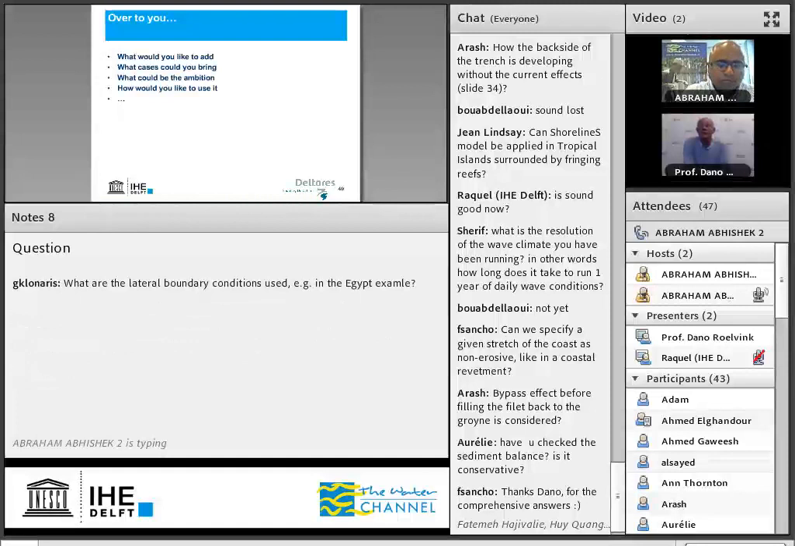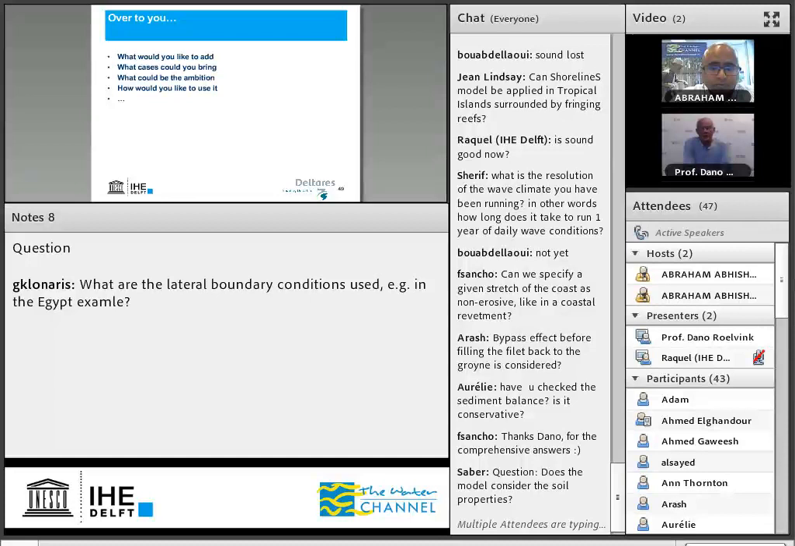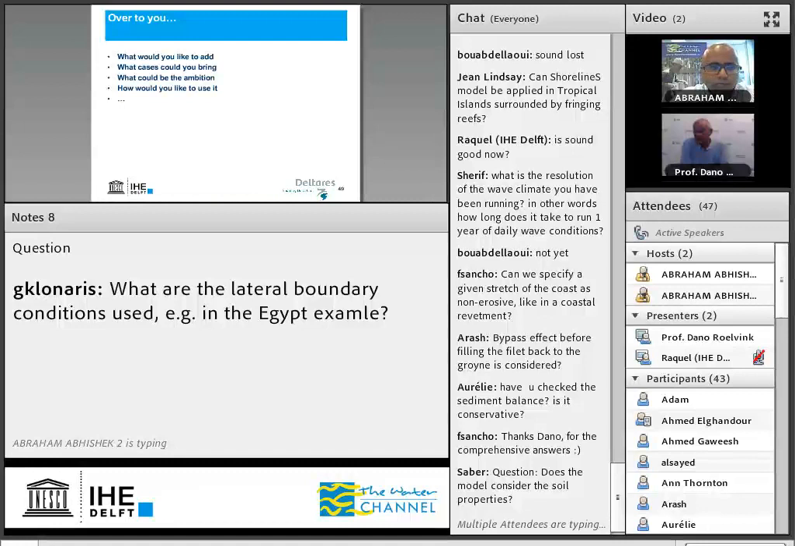Okay. What are the lateral boundary conditions used, for example, in the Egypt example? Well, there's a number of options. You can just fix the coast, or you can fix the coastline gradient, or you can impose a known sediment transport rate. In the Egypt case, I think the lateral boundaries were probably some distance away and probably just fixed. Okay.